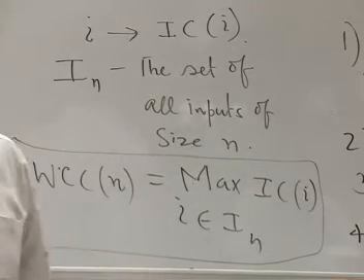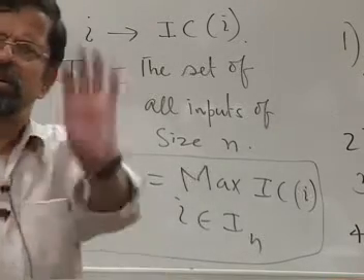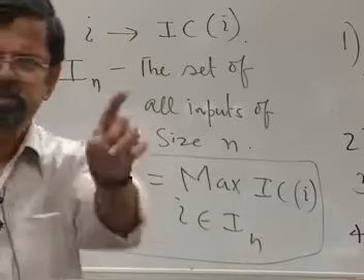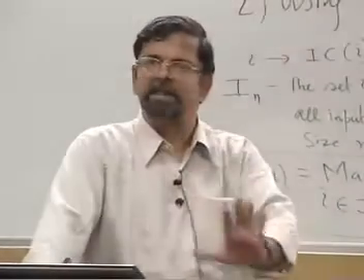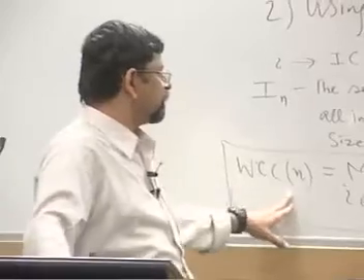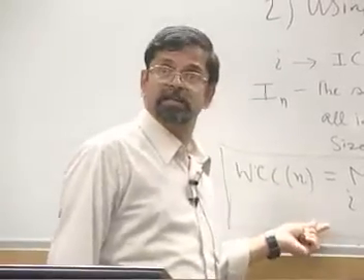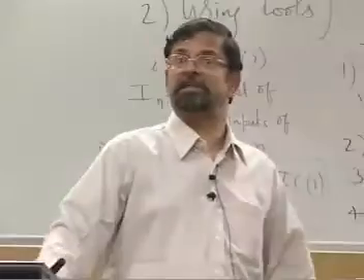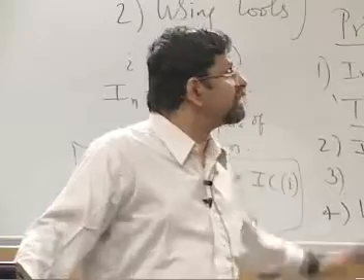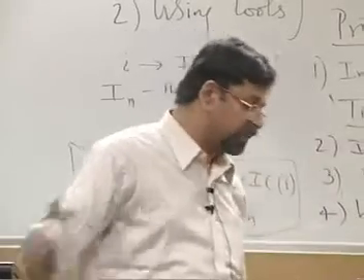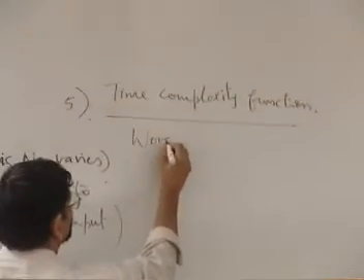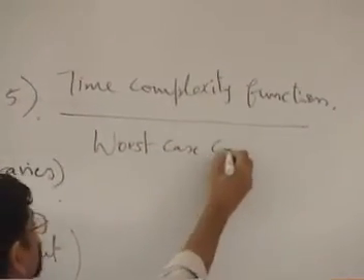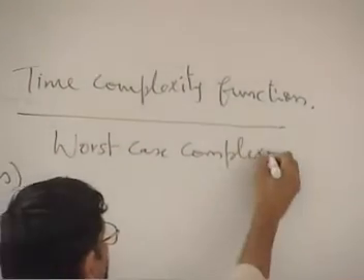Okay? So, consider all the inputs of size n. For each one you find out how much it costs, take the maximum, and that is the worst case complexity. And this function of n is what we are interested in. Okay? And this is called the time complexity function, or what is known as the worst case complexity function.